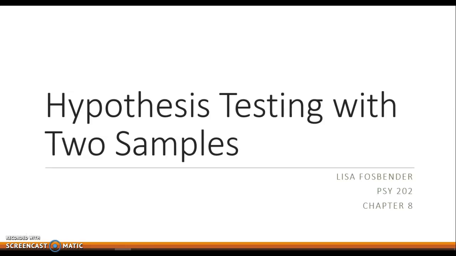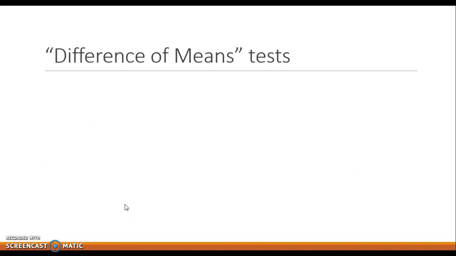So, hypothesis testing with two samples, Chapter 8. All of these that we're going to be talking about here, all of these hypotheses samples, can be thought of as the difference of means tests. So we're looking at the mean of one group compared to the mean of another. We're not looking to see whether a mean of a sample is different from the total population mean. That's what we did in the last chapter. This is where we're actually going to be comparing two sample means to each other.